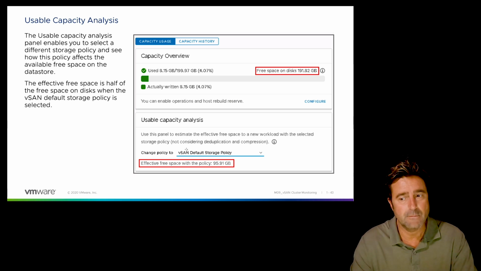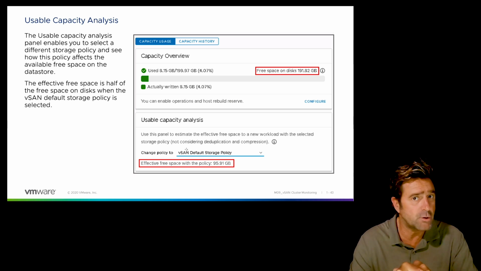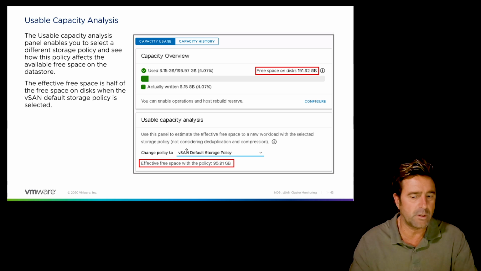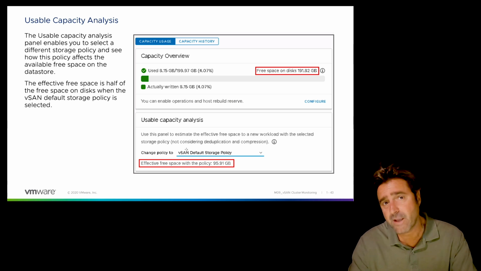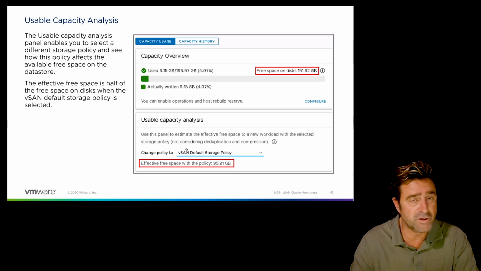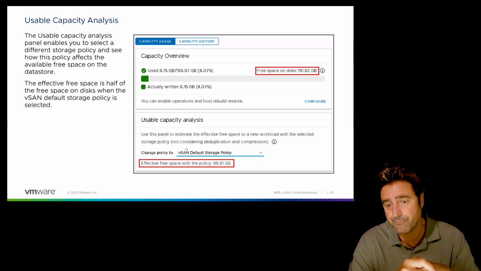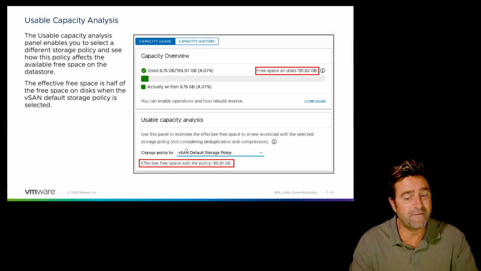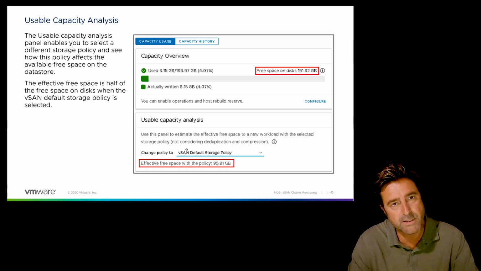In that case, as you can see here, if I have 191 gigs of free space, realistically speaking, I only have space for 95 gigs. That value, 95 gigs, will change if you change the policy. So for example, if I select RAID 5 instead of FTT1, you better believe that when it comes to effective free space, that number would increase.